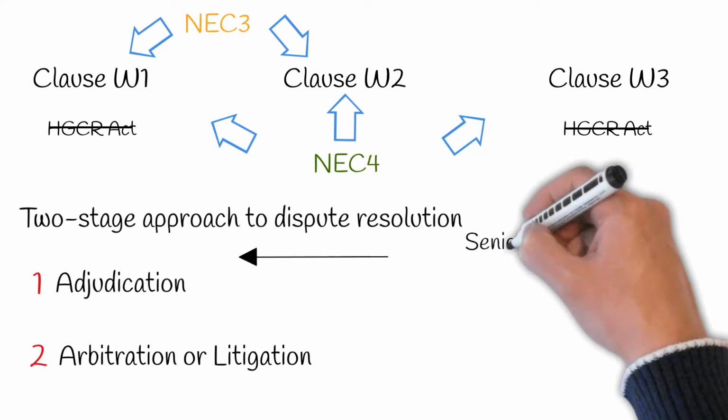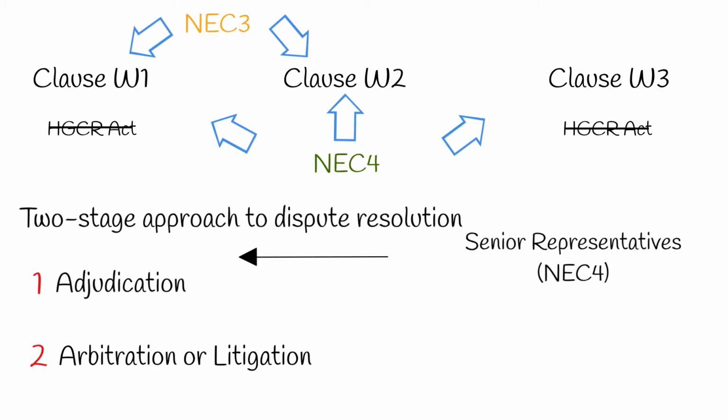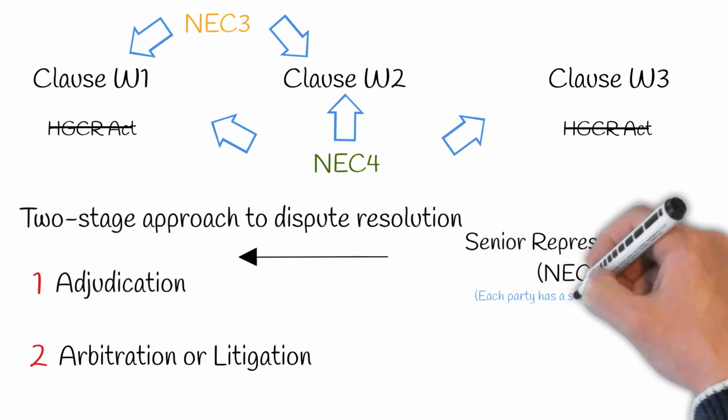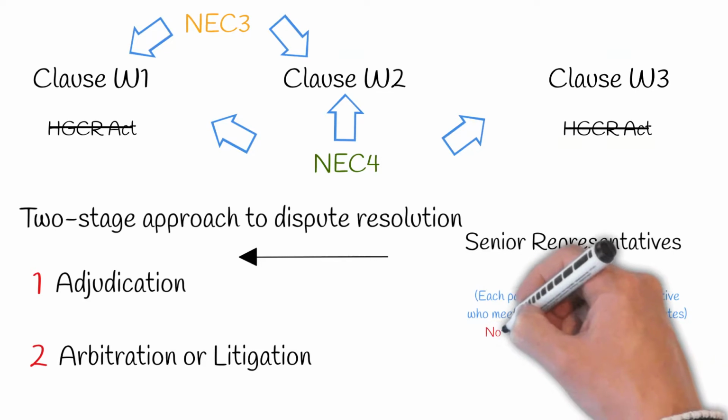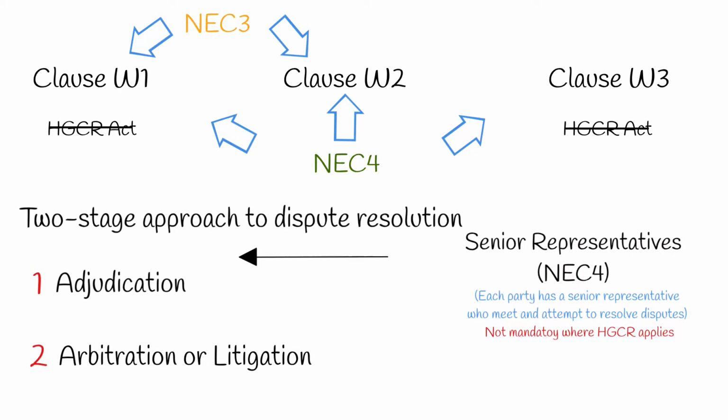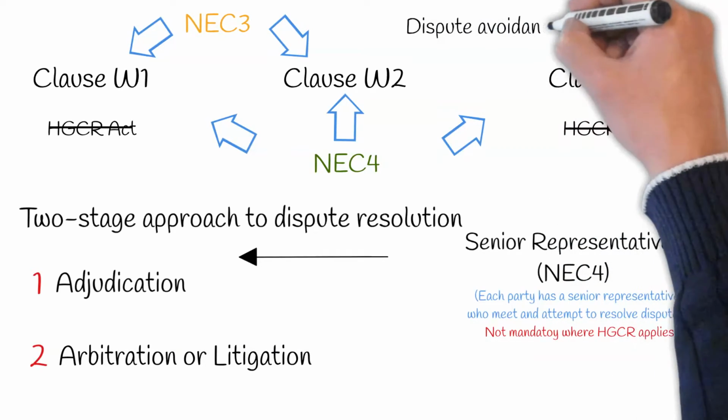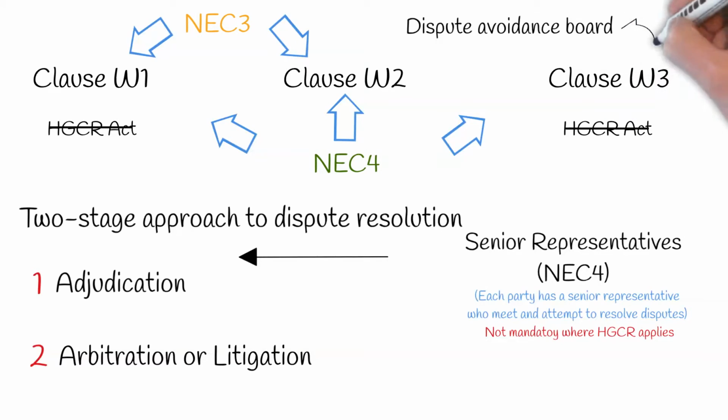NEC4 adds a step prior to adjudication, called senior representatives. Under this approach, each party has a senior representative who will meet and attempt to resolve the dispute before there is an adjudication. It should be noted, however, under Clause W2, use of senior representatives is not mandatory. Otherwise, it would conflict with the HGCR Act provisions, which states that any party may take a dispute to adjudication at any time. NEC4 goes even further and includes the option for a dispute avoidance board, which can be enacted under W3, another alternative for adjudication.